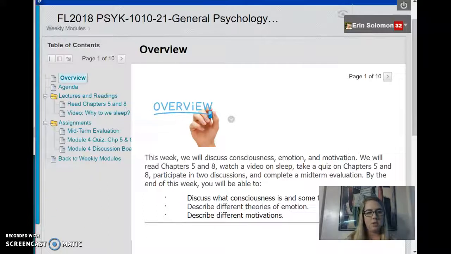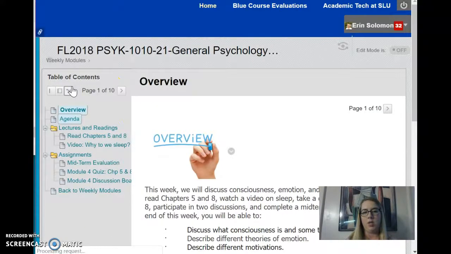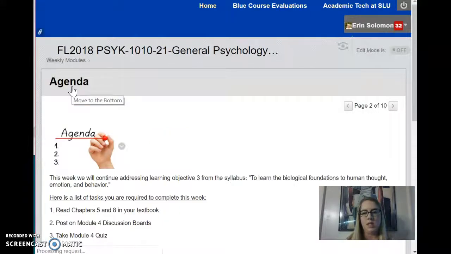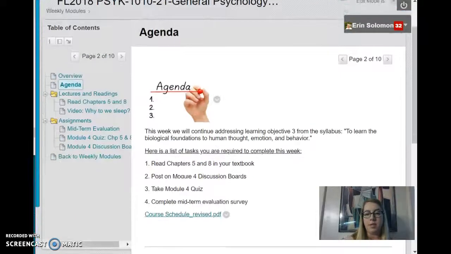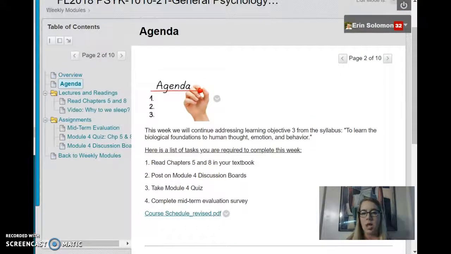So as usual, let's take a look at our overview, which you can see here, and our agenda, which contains the tasks that we'll need to complete this week. Here in Module 4, we'll be continuing to address Learning Objective 3 from the syllabus, which is to learn the biological foundations of human thought, emotion, and behavior. A little more specifically, we're going to be learning about states of consciousness and motivation and emotion, which are chapters 5 and 8 in your textbook.